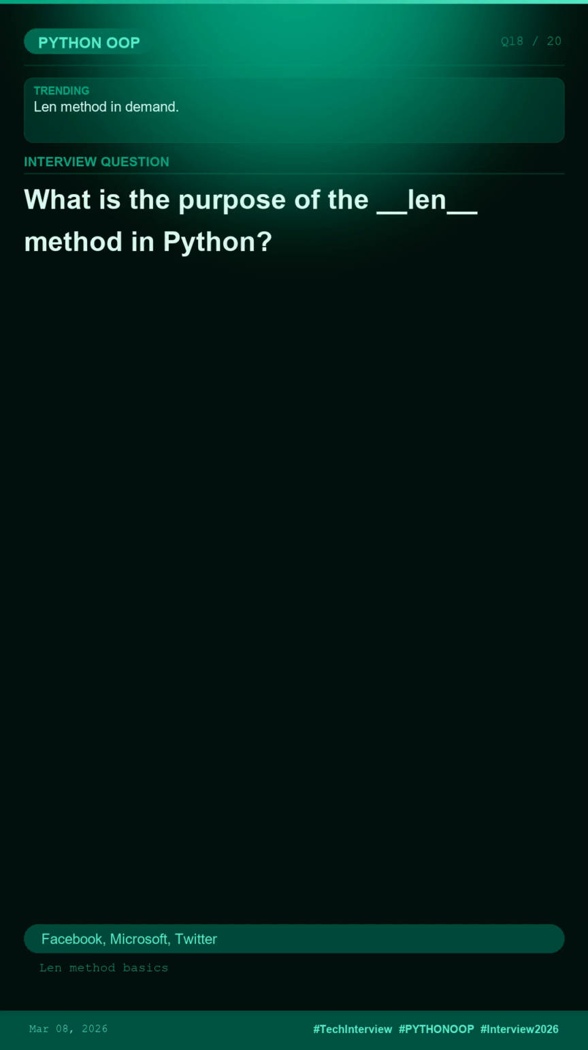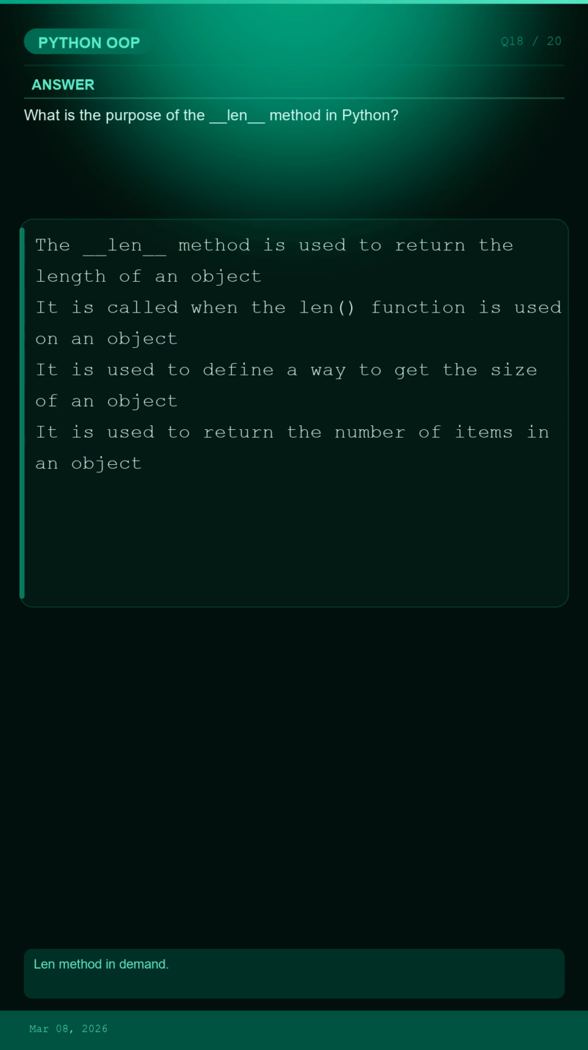Question 18. What is the purpose of the __len__ method in Python? Answer. The __len__ method is used to return the length of an object. It is called when the len function is used on an object. It is used to define a way to get the size of an object. It is used to return the number of items in an object.